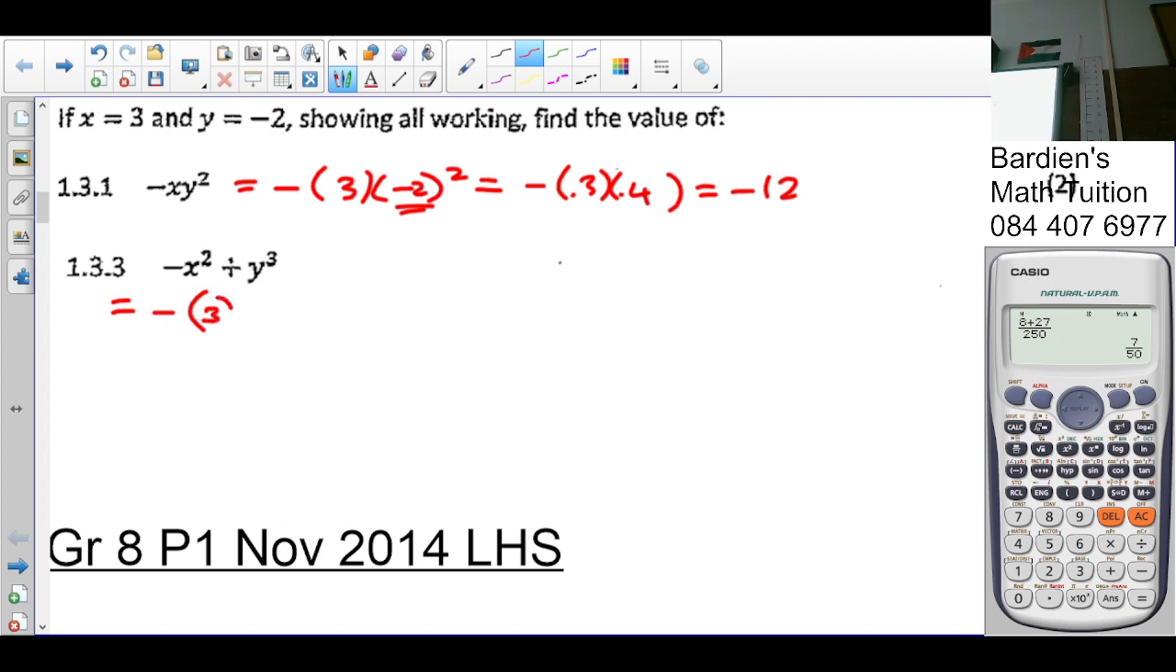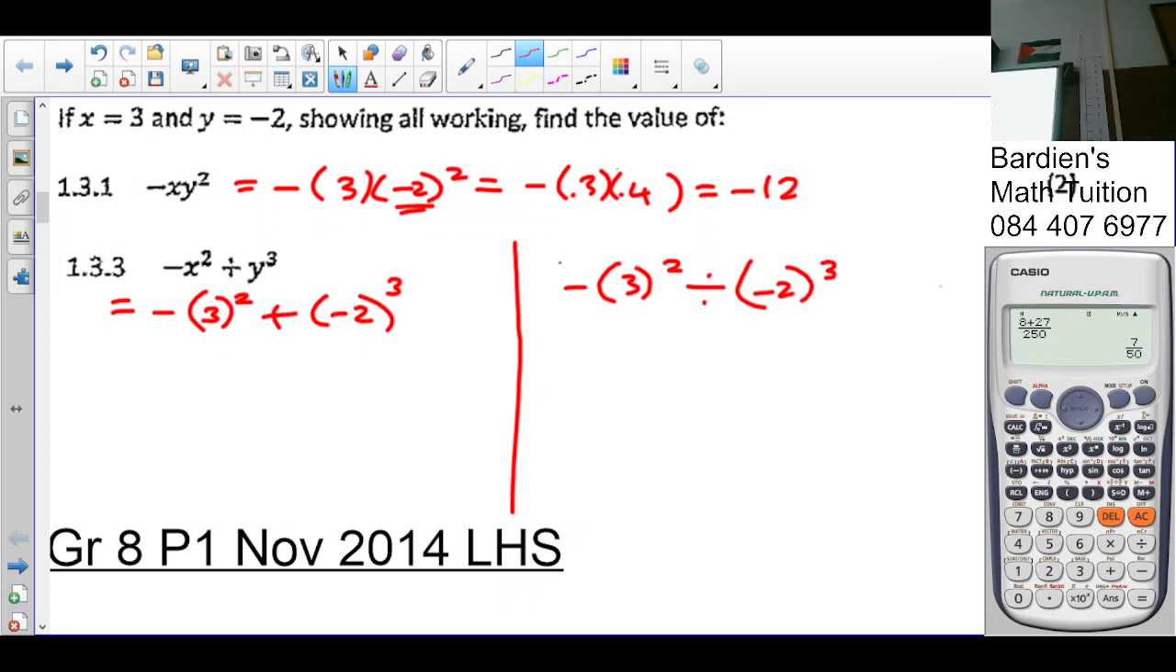x is 3 squared. Does it divide or plus? Some say plus, some say divide. Okay, so I'll do it both ways. It's actually a plus. Okay, but it's fine, for those of you calling out divide, because it's the first time you're seeing the sum. I'm going to check now. So it's negative 9 plus negative 2 cubed, which is negative 8. So negative 9 plus negative 8 is negative 17.